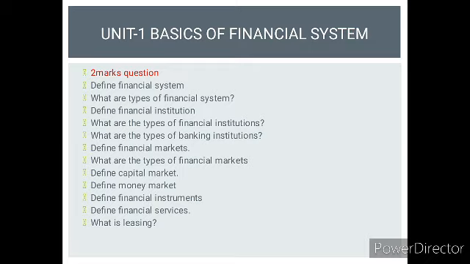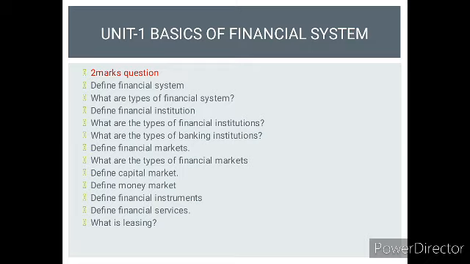Banking institutions are one of the types of financial institution. That is the answer to the previous question. And in banking, again, we have two different types of institutions, organized banking, so we can say banking institutions. Under banking institutions, we have two different types: commercial banks and cooperative banks.